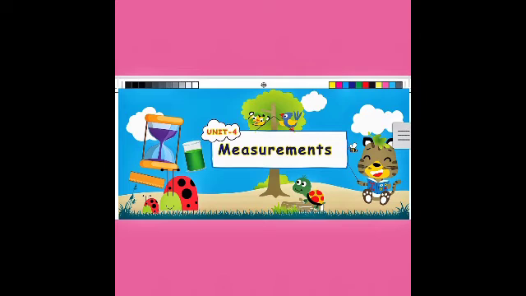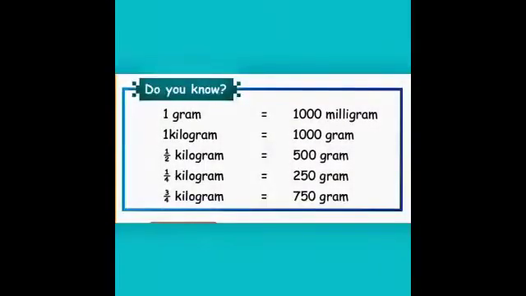The first one, 1 gram is equal to 1000 milligram. 1 kilogram is equal to 1000 gram. Half kilogram is equal to 500 gram. Quarter kilogram is equal to 250 gram. 3 by 4 kilogram is equal to 750 gram.